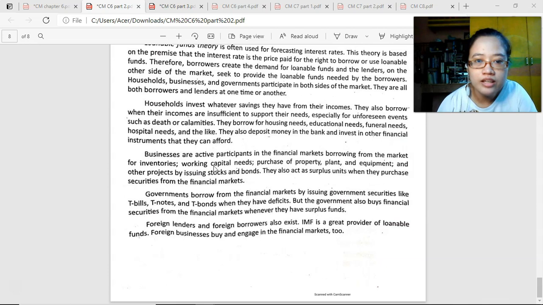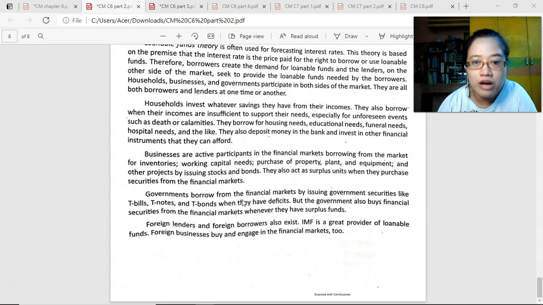Okay? Businesses are active participants in the financial markets, borrowing from the market for inventories, working capital needs, purchase of property, plant or equipment, and other projects by issuing stocks and bonds. Okay, so my corporations, one way that they can borrow from the capital market, hindi lang by borrowing from financial institutions, they can also issue stocks and bonds, so that they could increase their capital. They also act as surplus units when they purchase securities from the financial markets.